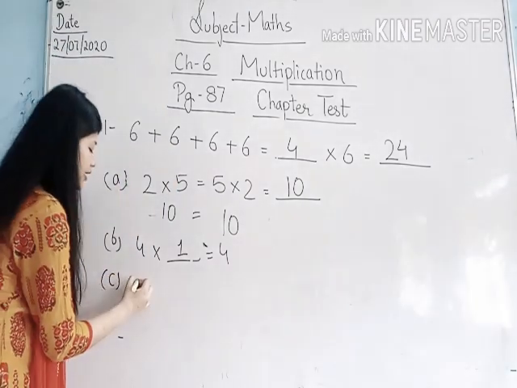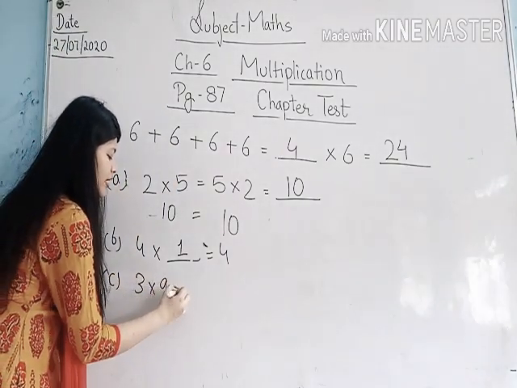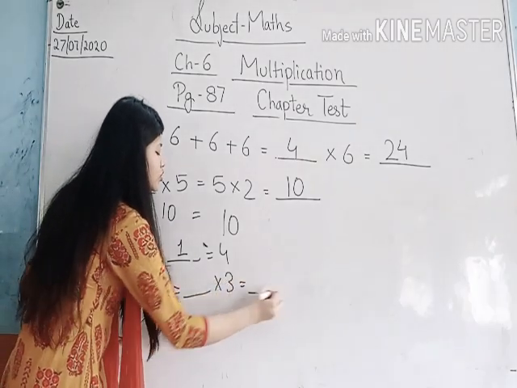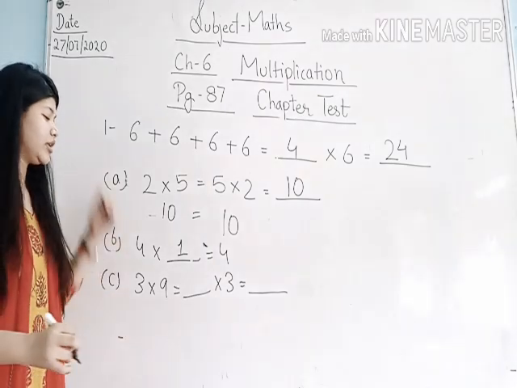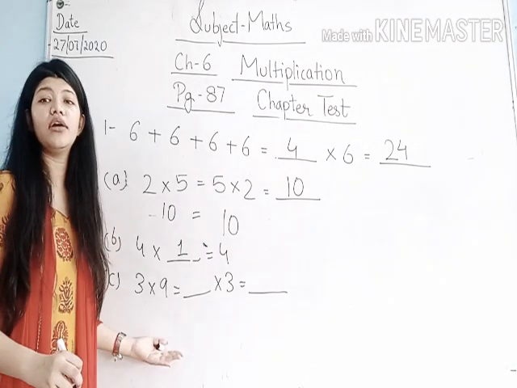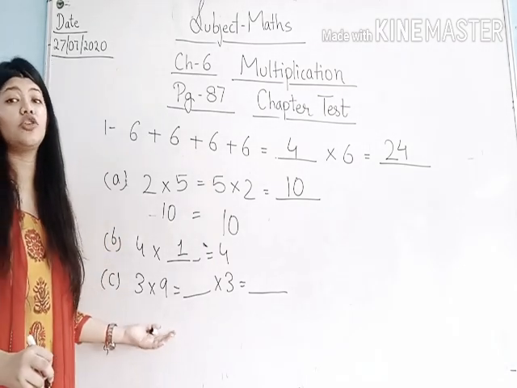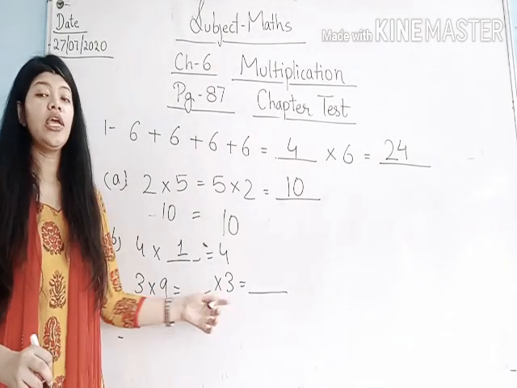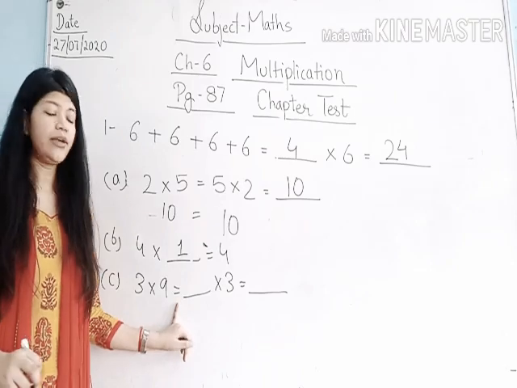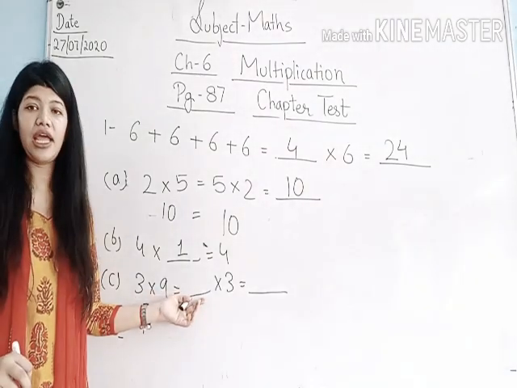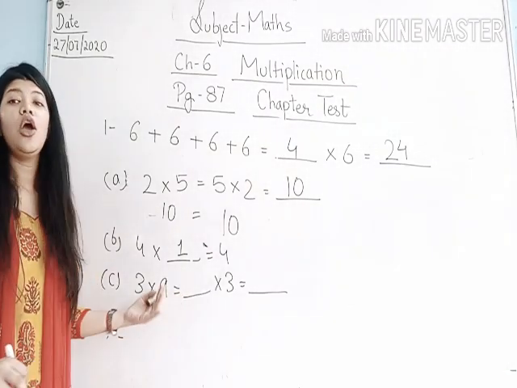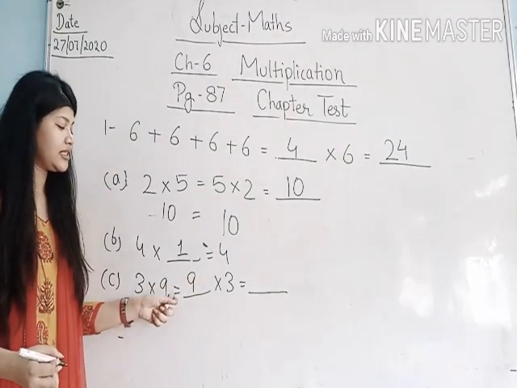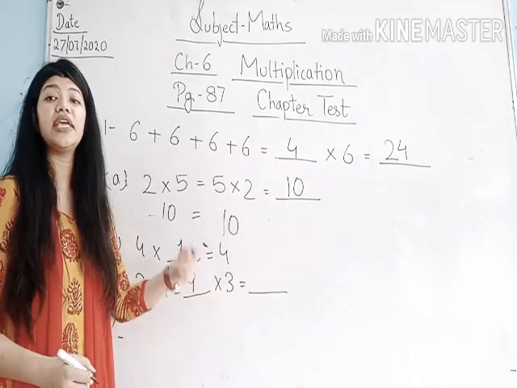3 into 9 is equal to dash into 3 is equal to dash. Now see students, again we are following here the first property, that is order property. 3 into 9 is equal to dash into 3. Now if there is a sign of equal, it means here will be 9. Yes, we have to change the order. So here will be 9. 3 into 9 is equal to 9 into 3 is equal to.